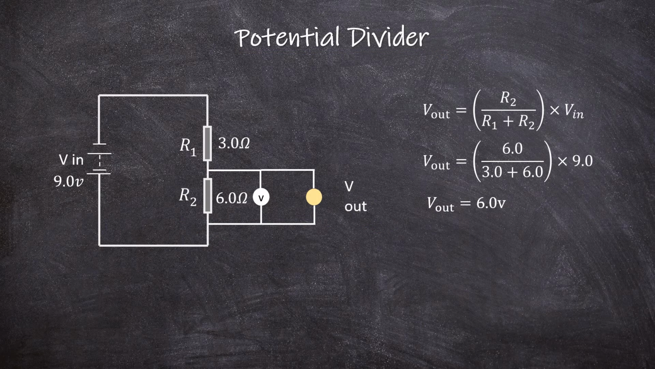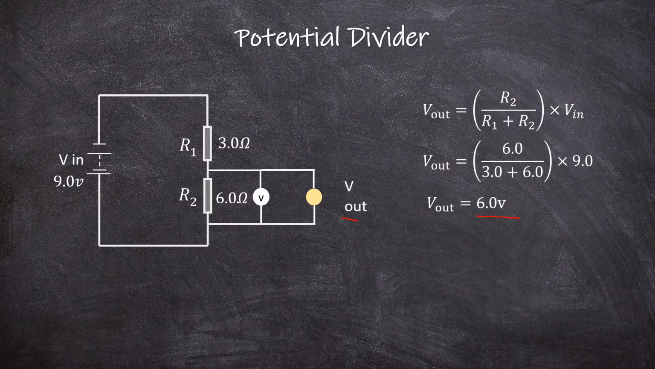So let's do one example here. This is a circuit, and here voltage in is 9.0 volts, and here are two resistors R1 and R2 which have 3.0 and 6.0 ohm, and we have to calculate V out. How do you calculate? We already know that V out is R2 over R1 plus R2 times V in. By this formula, we can simply calculate 6.0 over 9.0 times 9.0. So the voltage output will be 6 volts.